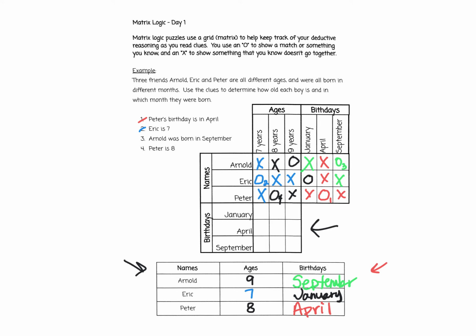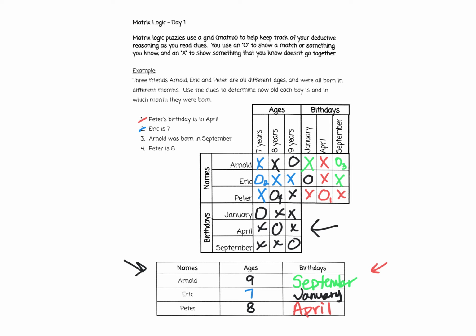All right, so we'll go ahead and fill in this bottom part here. So January birthday, January we know has to be Eric, and Eric is 7. My April birthday is Peter, and Peter is 8. And then finally, my September birthday is Arnold, and he's 9. So all of these would be X'd out then.